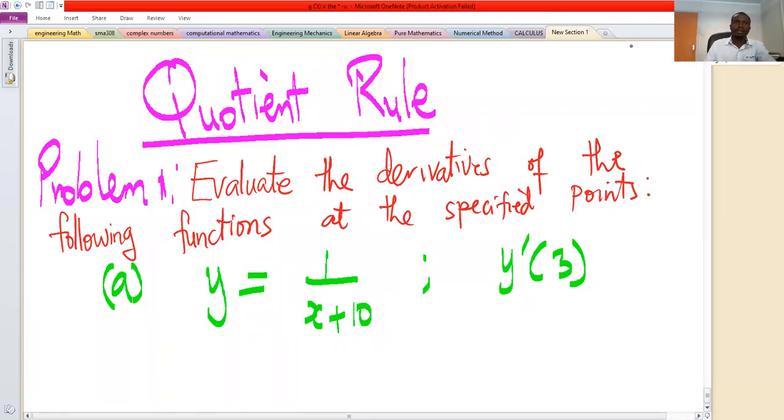Welcome to this class. In this session, we are going to do some examples on how to evaluate derivatives of functions by the quotient rule at specific points of the function. The first question: the function is y equals 1 over x plus 10, and we have to evaluate the derivative at the point x equals 3.